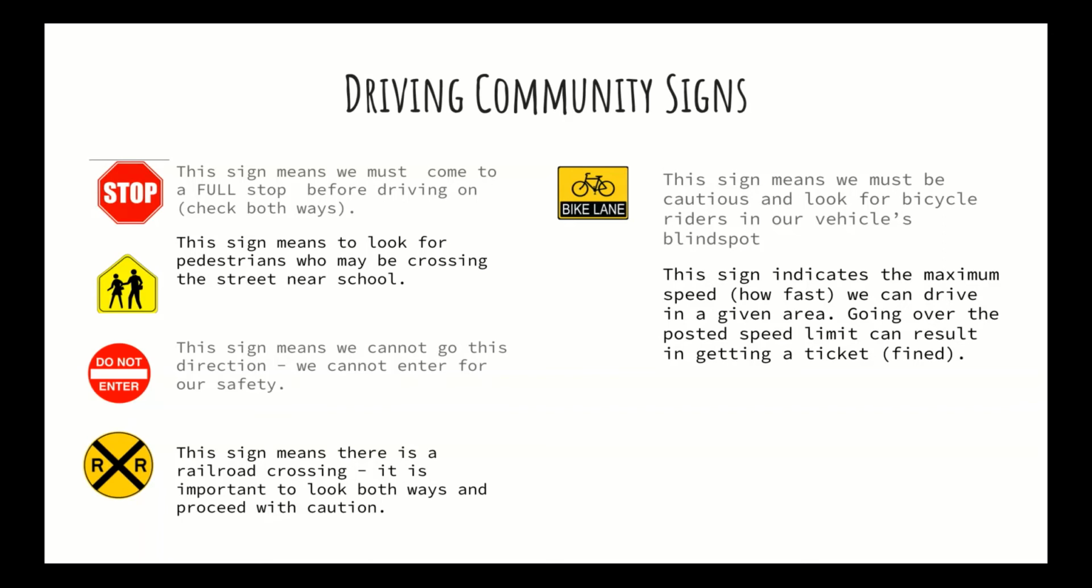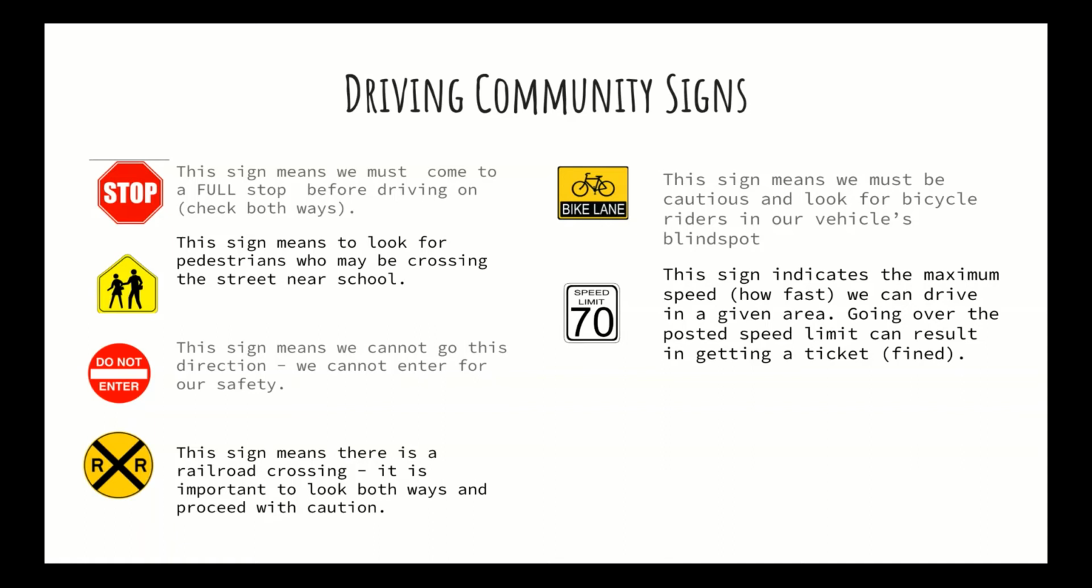And the last one, this sign, of course, indicates the maximum speed, or how fast we can drive in a given area. Going over this posted sign means we can get a ticket. We get fined money, and we don't want that, right? It's, of course, the speed limit. Okay, the speed limit varies depending upon where you're at. Typically in neighborhoods and school zones, it's about 10 to 15 miles per hour. Mostly if you're driving on local roads, it'll be 35 to 40. If you're driving on the freeway, the speed limit is usually 65 to 70, okay?